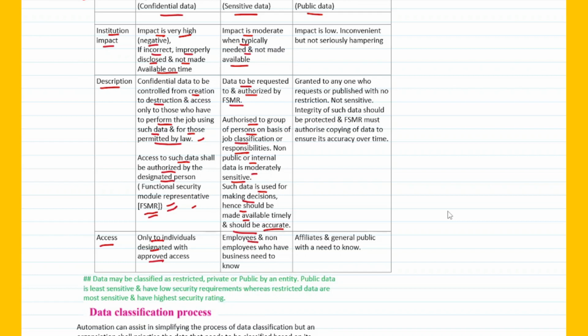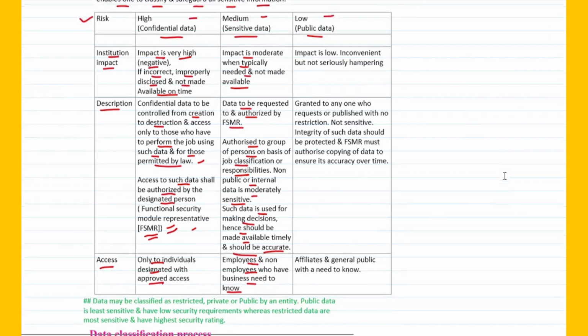Access: employees and non-employees who have a business need to know. Only they need to have access to it. Please remember, in high risk it's only for the designated individuals, whereas here employees and non-employees who have a need to know can have access to it.